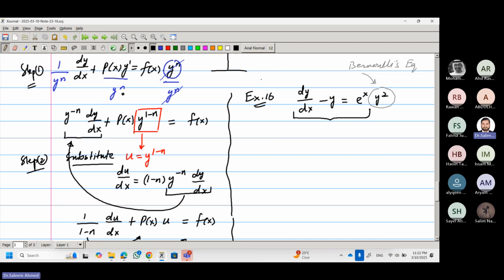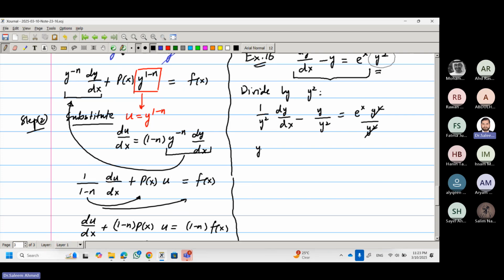First step is divide by y squared. So step 1 is divide by whatever power of y you have on the right side. Divide by this. So you get 1 over y squared dy/dx minus y over y squared equal to e^x, because here y squared and y squared will cancel. So now I can write this as y^-2 dy/dx, and here it becomes y^-1, because 1 minus 2 becomes minus 1, is equal to e^x.